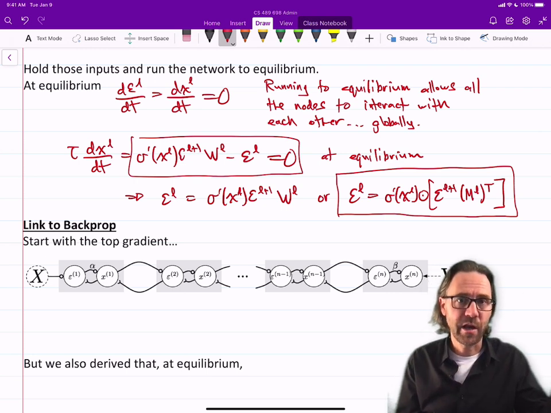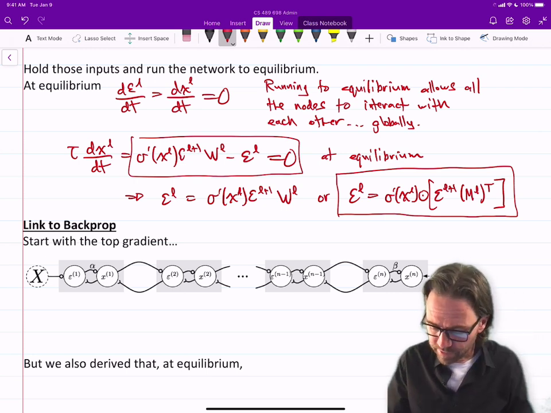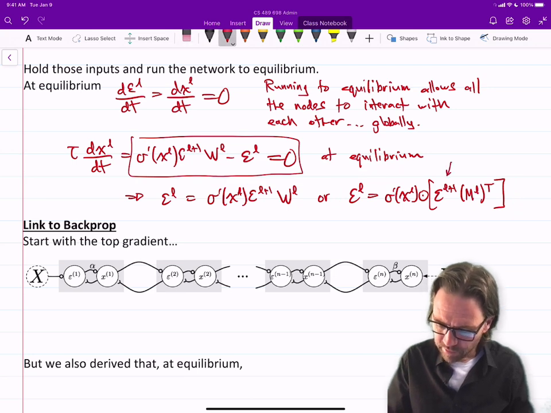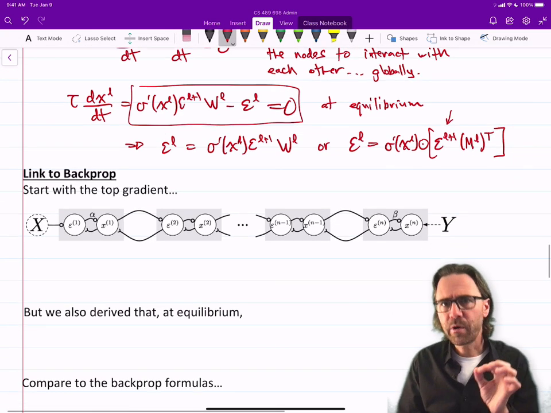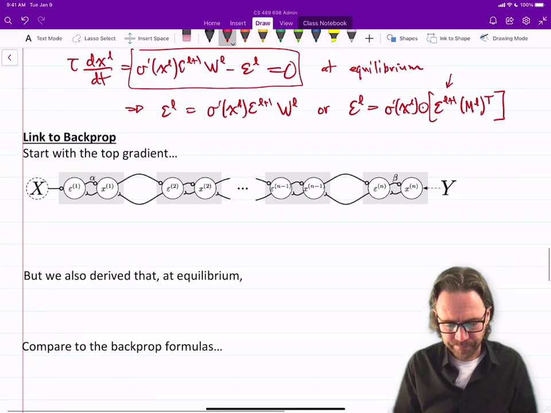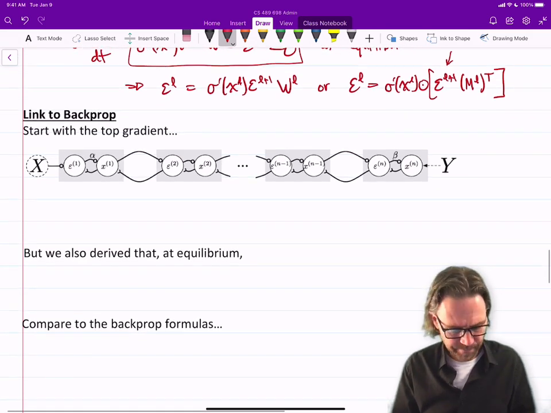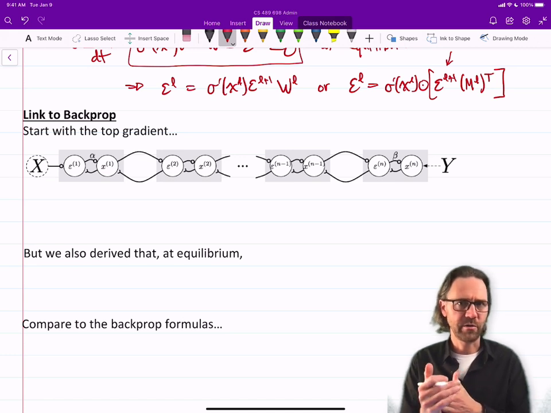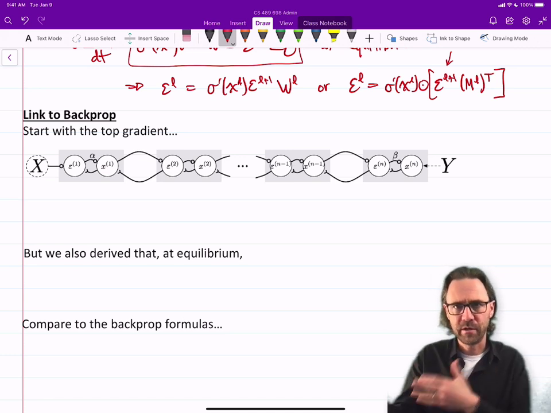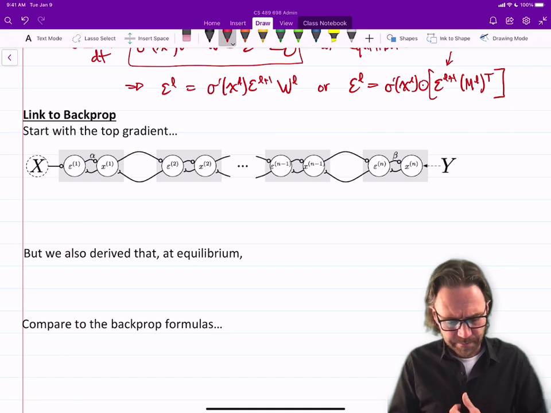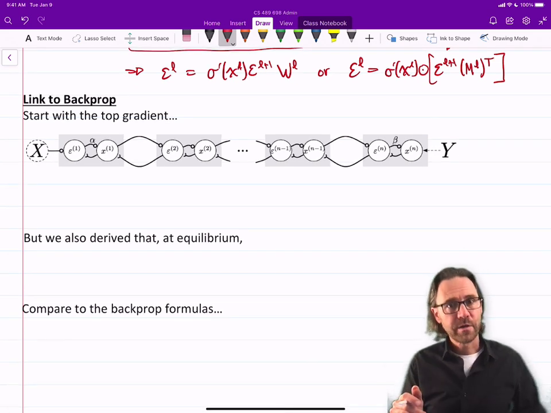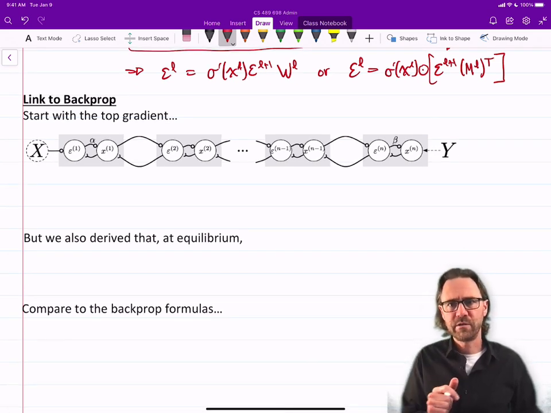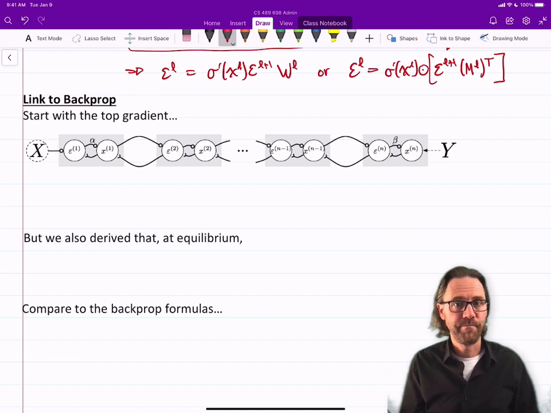It's a relationship with the error node on the layer above it. This error node up here. So here's where we have the link to Backprop. This is the work of Raphael Bogatz, someone that I met while on sabbatical at the University of Bristol, but now he's at Oxford. So let's start with the top gradient. You maybe already recognize that that formula that I wrote for the epsilon, it looks like the Backprop formula.